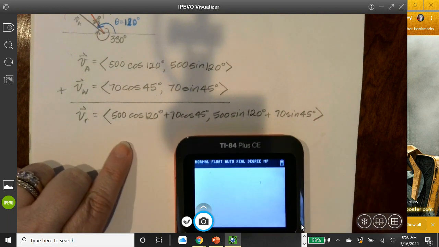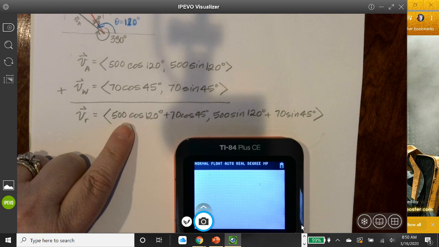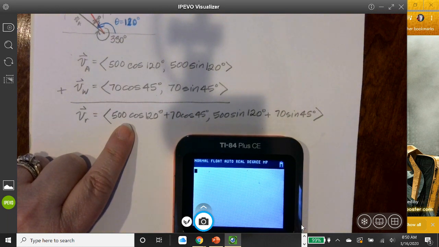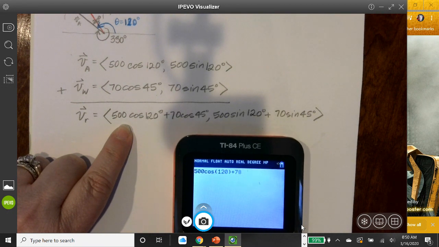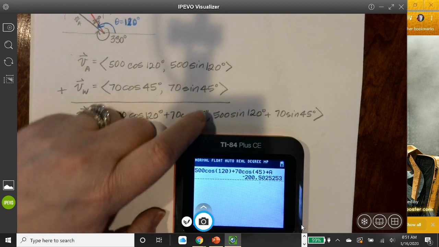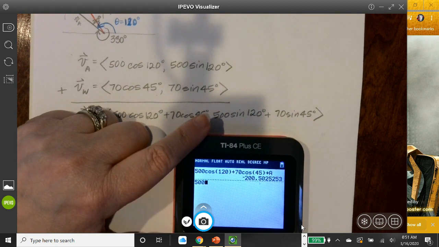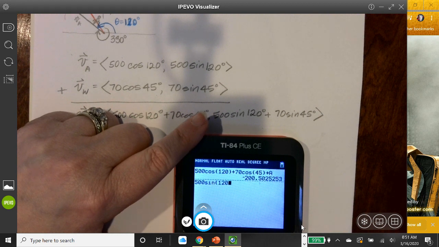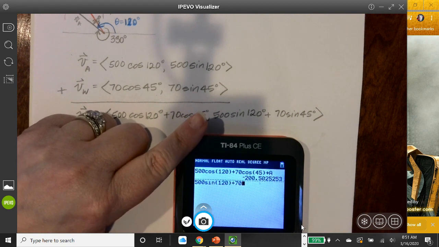All right, so what I'm going to do is go right ahead and store the component parts here. So I'm going to go 500 cosine of 120, thankfully, now that we got it right before we stuck it in the calculator, plus 70 cosine of 45 degrees, store to alpha A. So there's the component part for the resultant in the x direction. And now let's do the y direction. That'll be 500 sine of 120 plus 70 sine of 45.